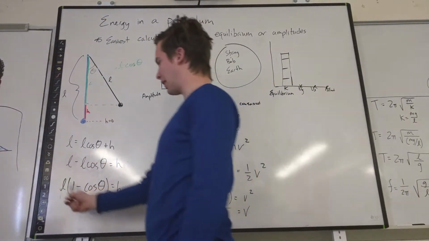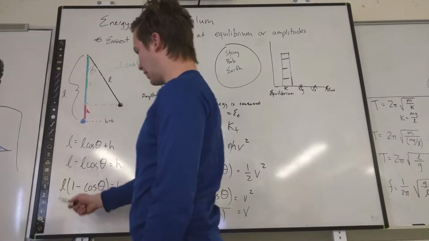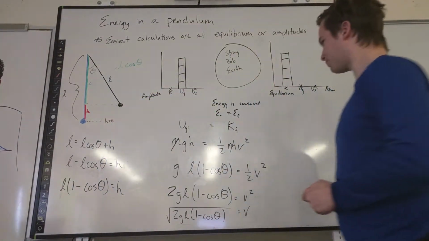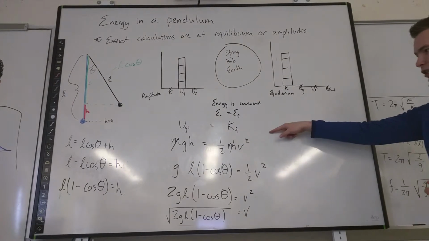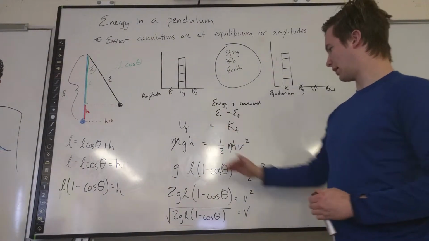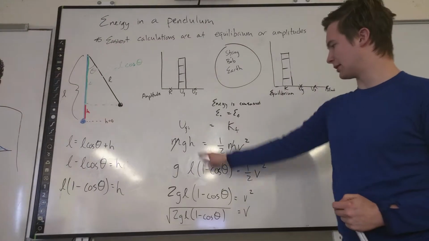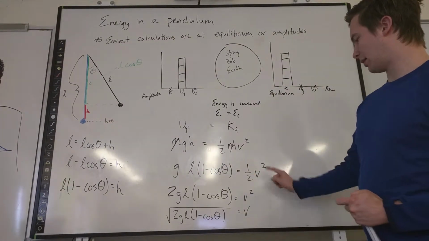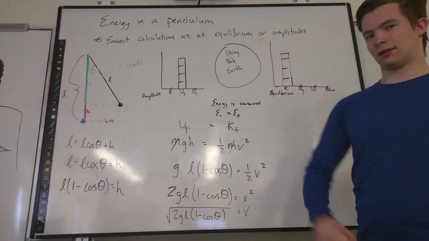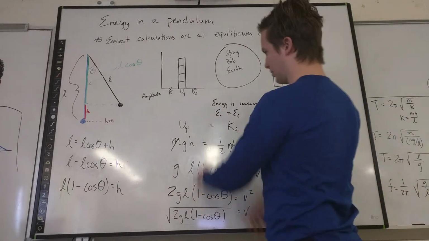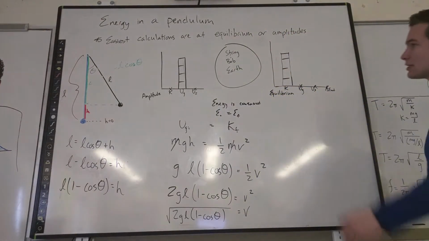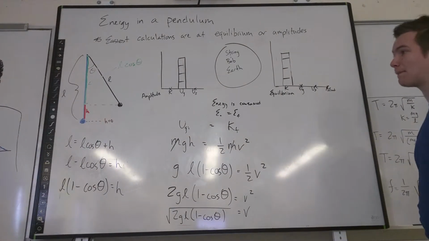Notice that I just pulled out an L from each term and put 1 minus cosine theta in parentheses. So my energy expression is U_G initial equals K final, and then I followed the terms through where I plugged in for h, and I could rearrange this to solve for velocity. And if you have velocity at the bottom, you could change this around to solve for h. But this is the energy in a pendulum.